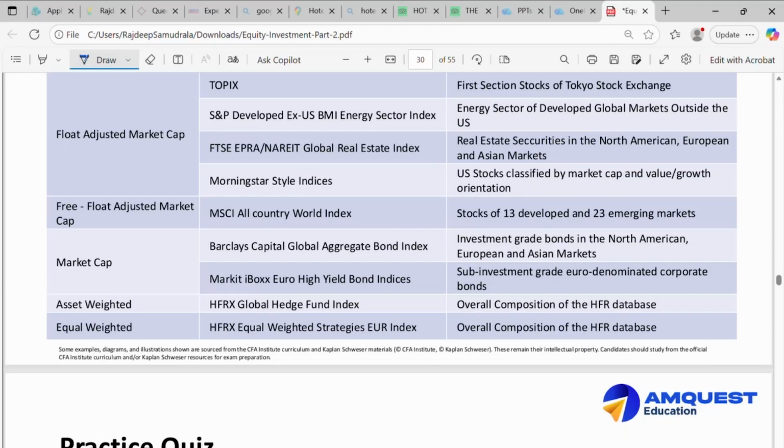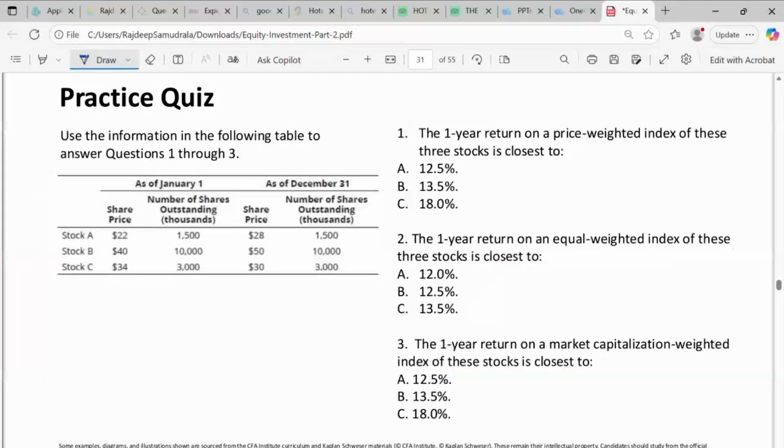Now attempt solving these three questions. Let's see how this works. And you've probably understood the concept if you get these answers. So I say the 1 year return on the price index is closest to what? 1 year return, I want price index. So for the answer, you simplify and take the difference of the prices and get the average of the amounts. Right? 22, 40, 34 divided by 3. 28, 50, 30 divided by 3. Get the returns and get the answer.